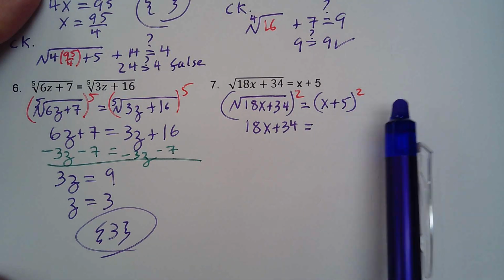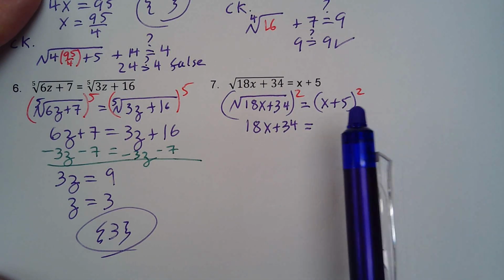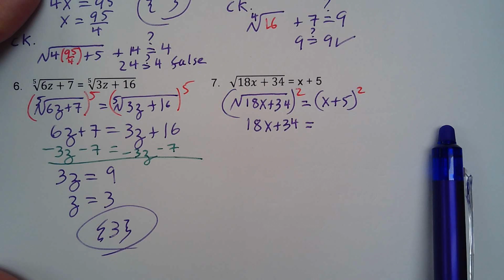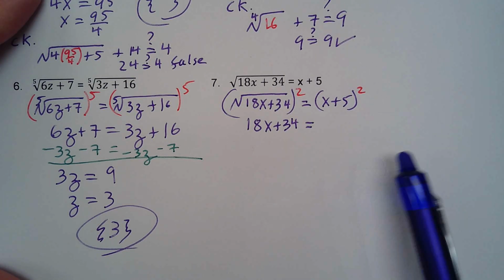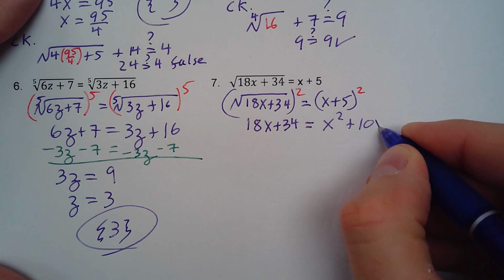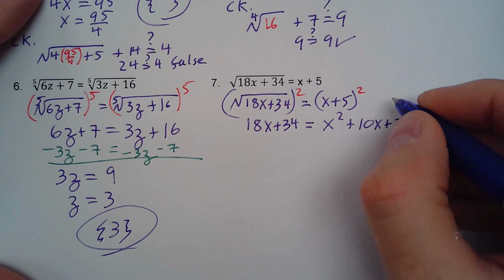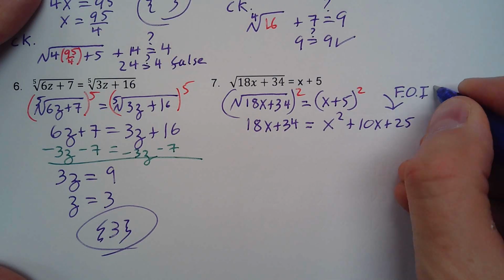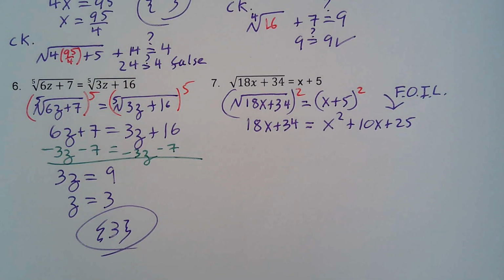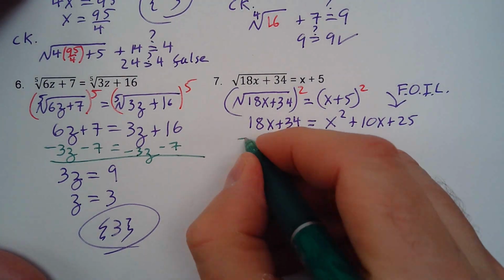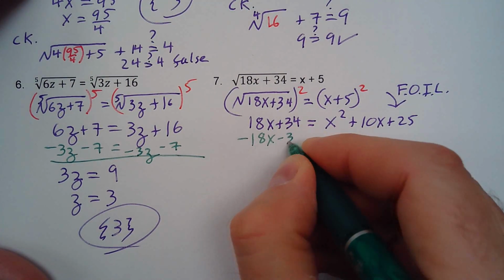And then you need to FOIL out this other side. Take x plus 5 times x plus 5, FOIL and combine like terms. I'm assuming at this point you can do that. And that will give you x squared plus 10x plus 25 when you do that. So I need to get 0 on one side. I'm going to subtract 18x and 34 from both sides.